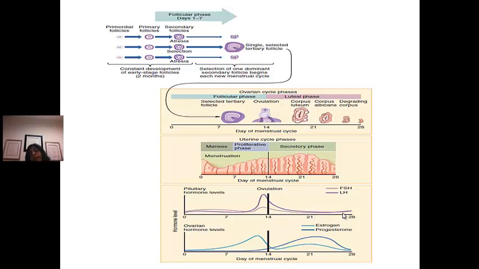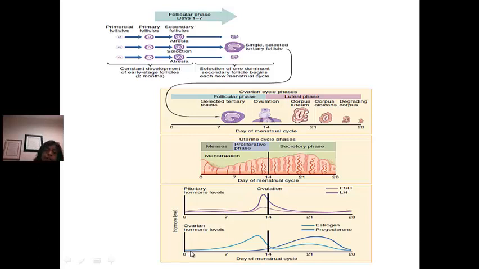At the very end of the cycle, you know that estrogen and progesterone levels dip down. That would be a new trigger for the production of new GnRH, and that starts a new cycle all over again. So this discussion won't be complete until we add the ovarian hormonal cycle into this discussion.